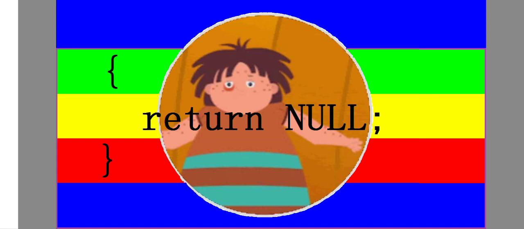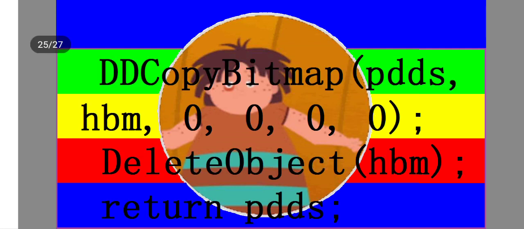Pay attention, there's a blank. DDCopyBitmap, DDCopyBitmap pdds, hbm, 0, 0, 0, 0. DeleteObject. It's very important for us to use this function to release our GDI object. So DeleteObject hbm, return pdds.